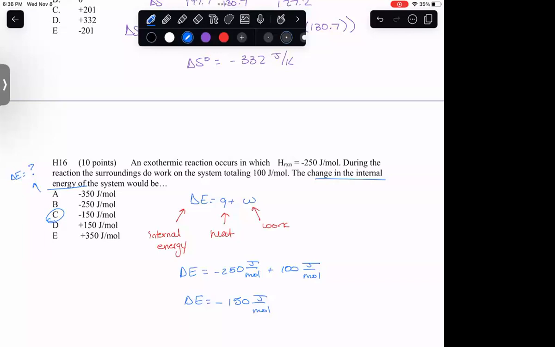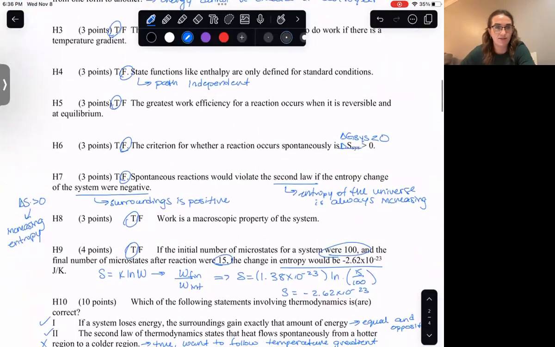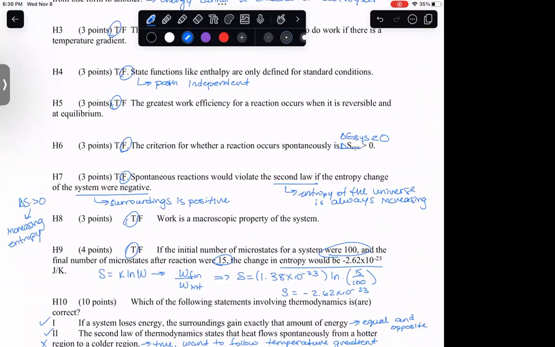Miss Allison? Yep. I'm sorry, can you go to number 7 again? I just have a quick question on it. Absolutely. So if that were to say spontaneous reactions would violate the second law if the entropy change of the system were positive, is that true?